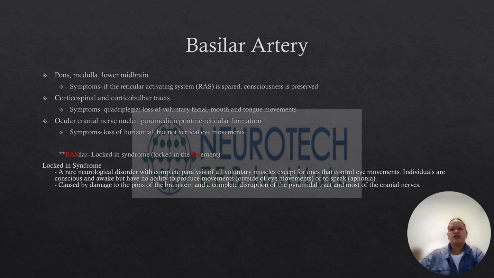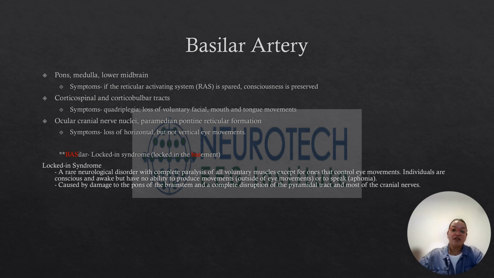And now let's talk about the basilar artery. As I told you, the vertebral arteries will come together. There's a pair of vertebral arteries. They're going to meet and form the basilar artery. The basilar artery is the one that is going to be laying there by the, it's going to have some part in the pons, medulla, and the lower midbrain, okay?